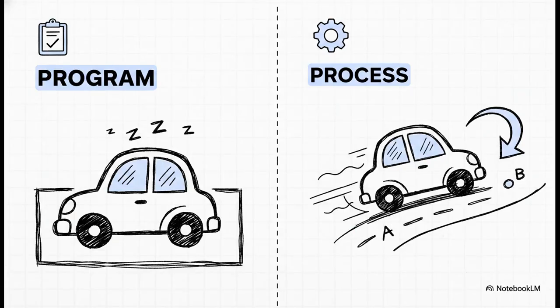Oh, this is a great way to think about it. A program is like a car sitting in the driveway. It has all this potential, right? But it's not actually doing anything. A process, on the other hand, is the actual trip. It's the engine running, the wheels turning, the journey from point A to point B. The process is what makes that program useful.